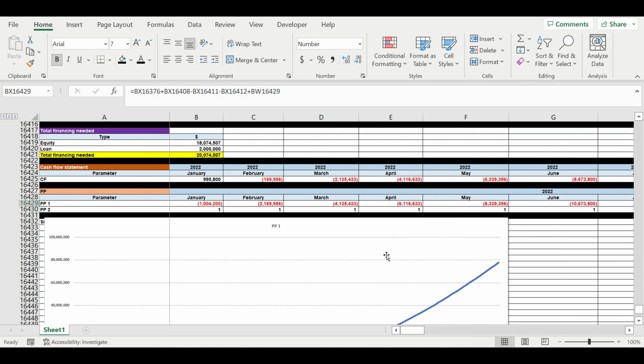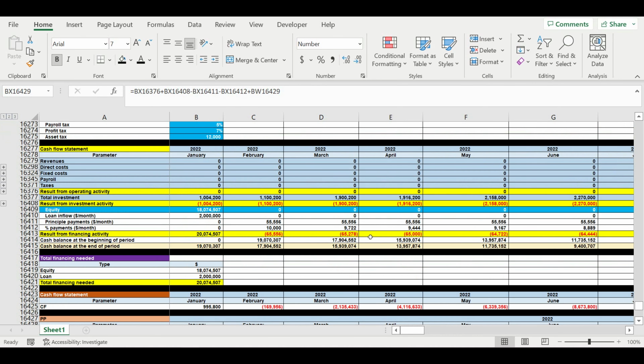So now you can create this diagram yourself if you have a cash flow statement.